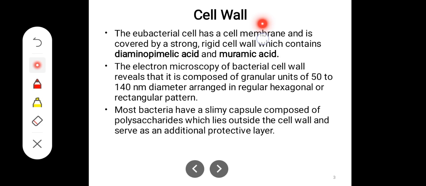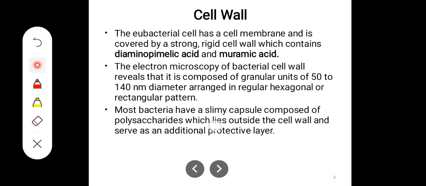It is a cell wall of the bacteria. It's a type of bacteria that is Eubacteria, meaning it has true structures. That's why it's known as Eubacteria, meaning they are recent or advanced bacteria, not the Archaeobacteria, which are an ancient type of bacteria. So it contains a strong and rigid cell wall which contains muramic acids, and microscopy reveals that it's composed of granular units 50 to 140 nanometers in diameter, in a regular hexagonal or rectangular pattern.